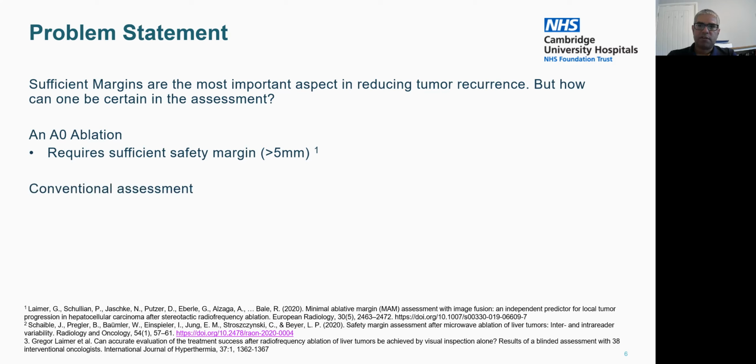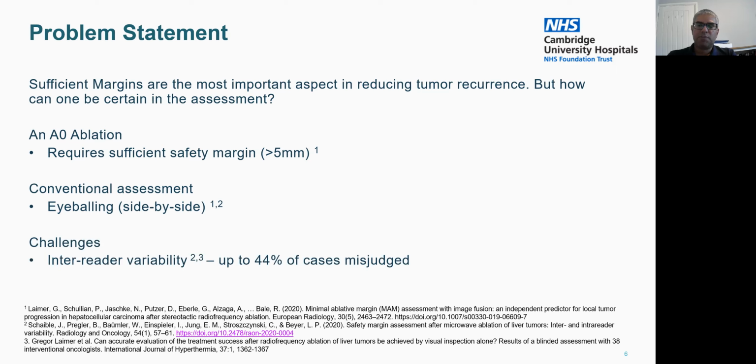And traditionally what we've done is use conventional imaging methods of assessment. Obviously, if you're doing ultrasound, all you see is a snowstorm, and it's virtually impossible to assess even whether you've covered the tumor, let alone sufficient margin. But with CT, what you tend to do is you look at the pre-picture and the post-picture and evaluate them and work out by eyeballing them, have you achieved an adequate coverage? What are the challenges with this approach? Well, the obvious challenge is that it seems to be subjective and prone to reader variability.